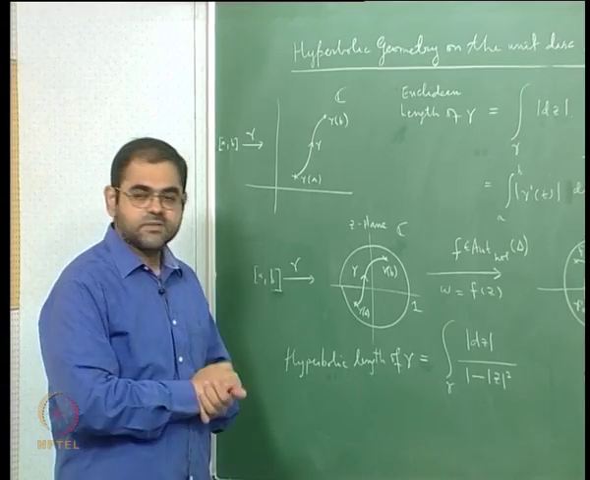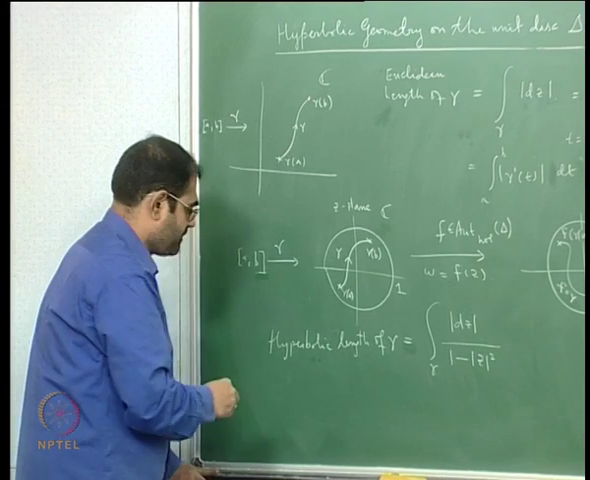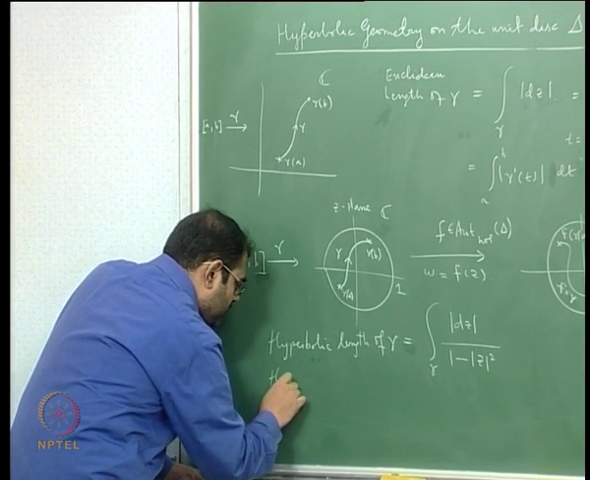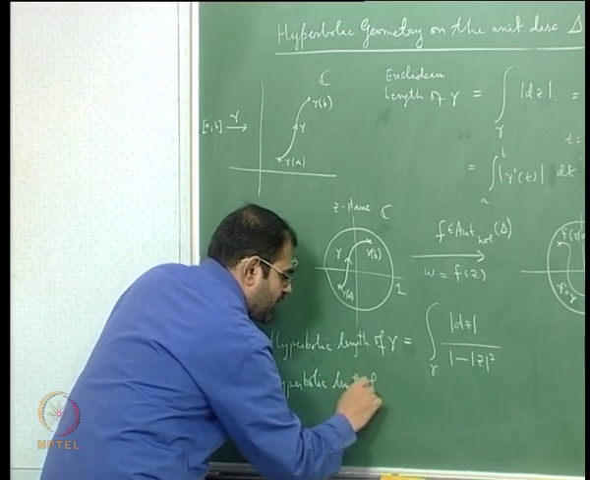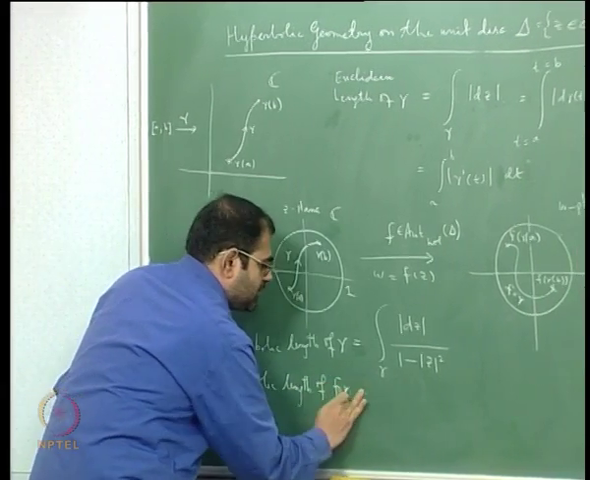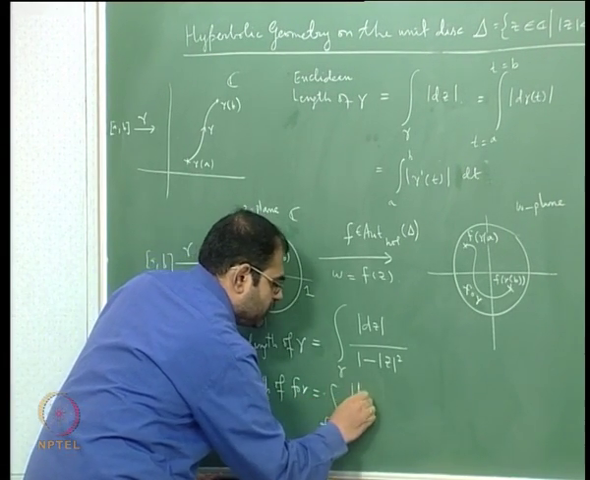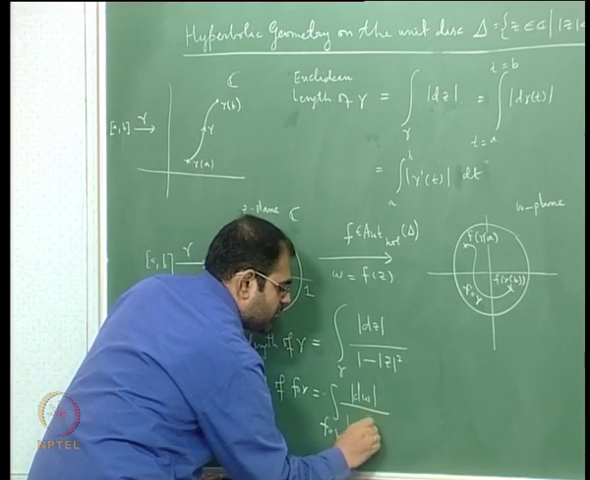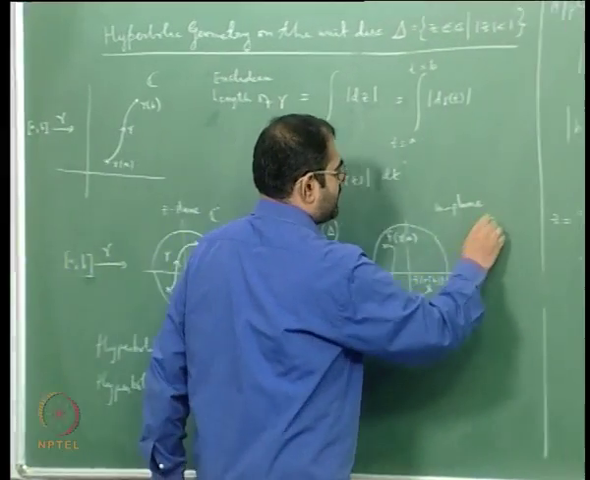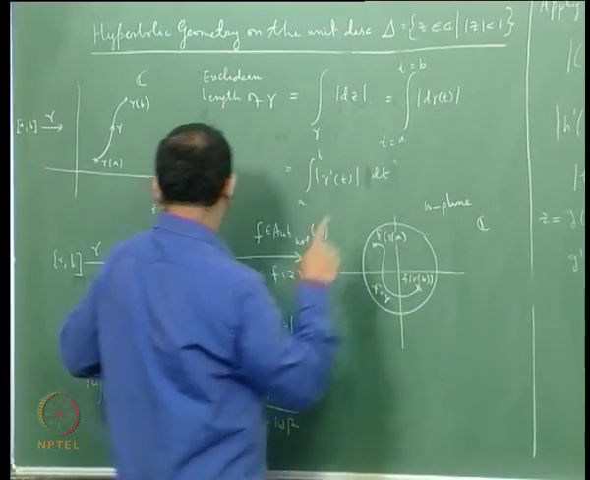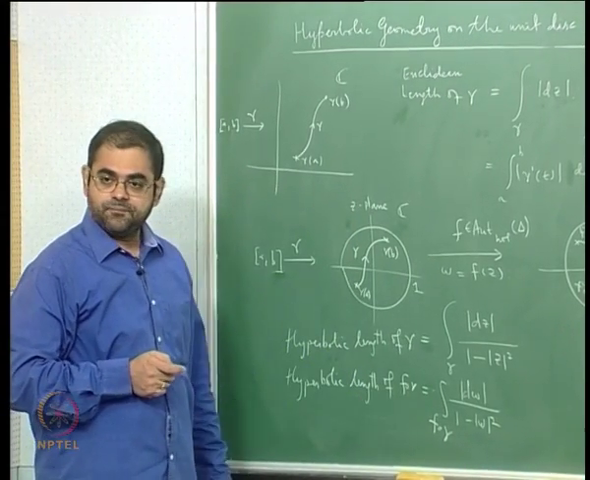Now you see the beautiful thing: you calculate the hyperbolic length of f circle gamma. Well, it is by definition the integral over f circle gamma of mod dw by 1 minus mod w the whole squared. This is the definition of hyperbolic length, where I am using the fact that my variable here is w and the variable here is z, so I am using the correct variable.